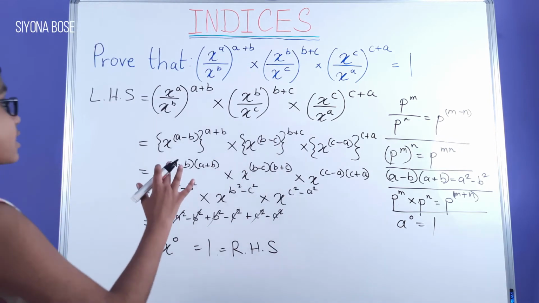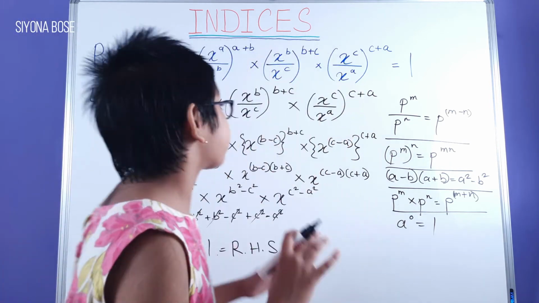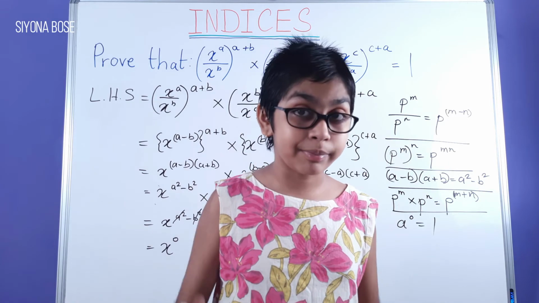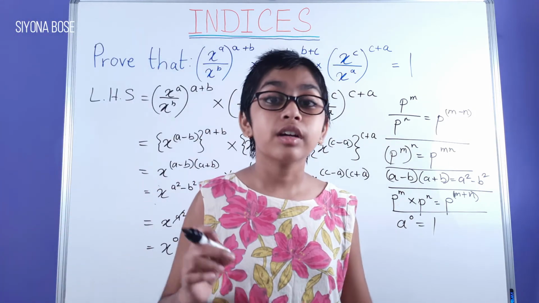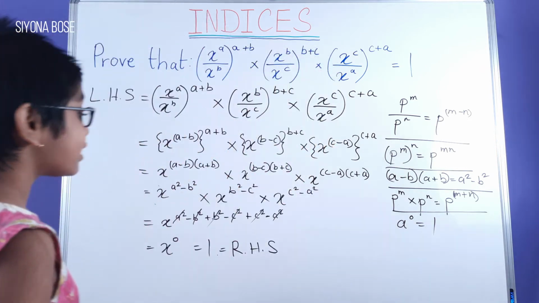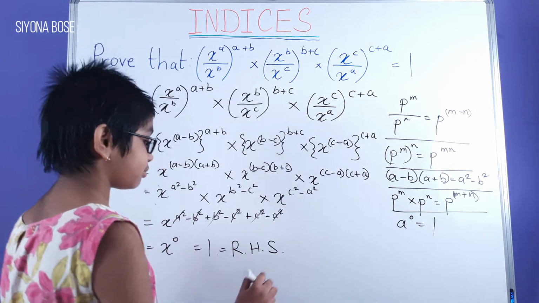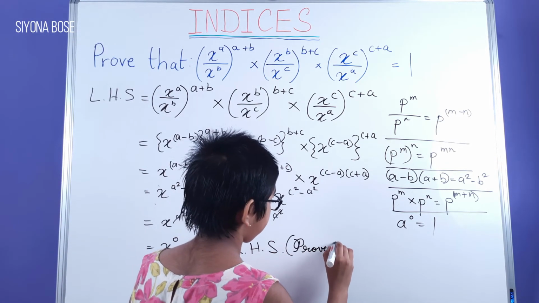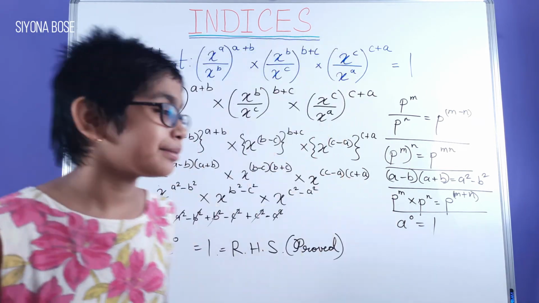That means this entire expression, (x^a / x^b)^(a+b) into (x^b / x^c)^(b+c) into (x^c / x^a)^(c+a), is equal to 1. This is proved. Now you may take a look at the board.